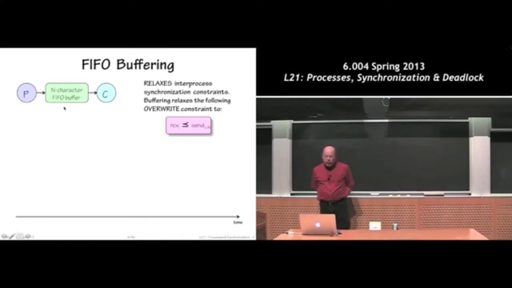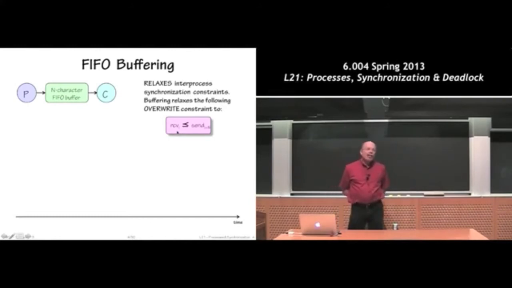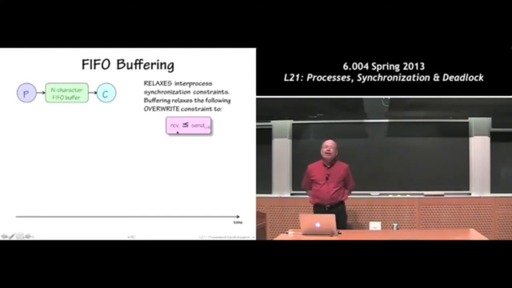Okay. So we're going to relax this precedence constraint and simply say that the ith reception has to happen before the ith plus nth send. In other words, we're going to let the send get ahead by n steps. But at that point you're stuck. Once you've sent n things, you have to wait for at least the first reception to happen before you're allowed to do the nth plus first send. In other words, the reception has made room in the n character buffer for you to send one more character.